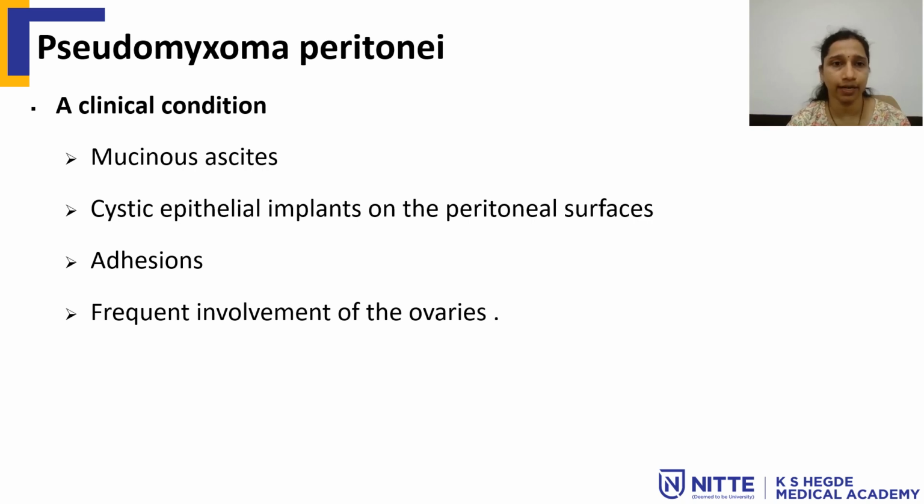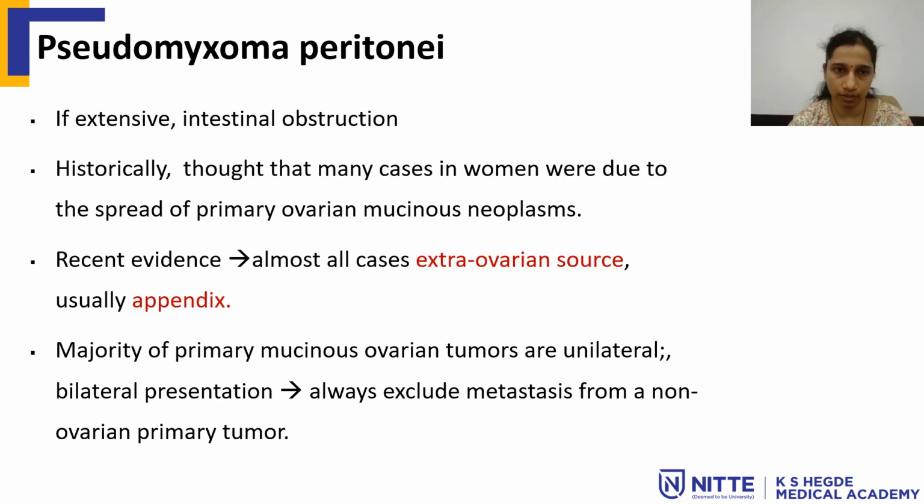So coming to the next entity, which is a clinical condition called pseudomyxoma peritonei. This is characterized by mucinous ascites with the presence of cystic epithelial implants on the peritoneal surface, presence of adhesions and frequent involvement of the ovaries. If extensive, they can produce intestinal obstruction.